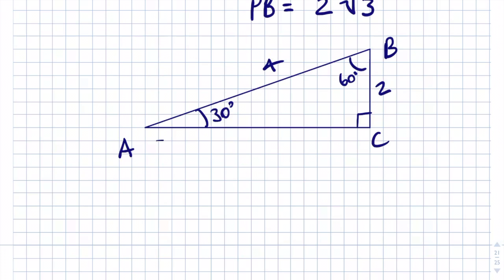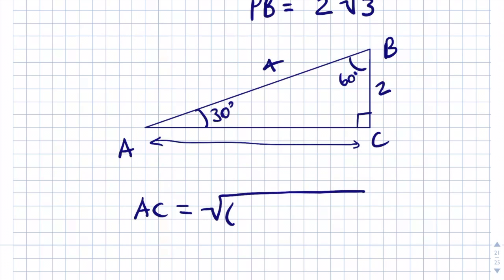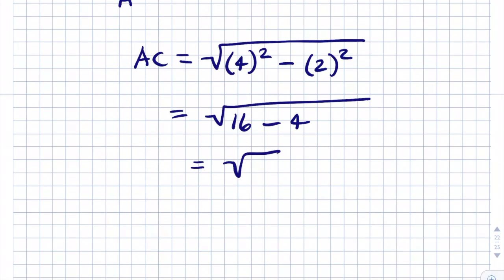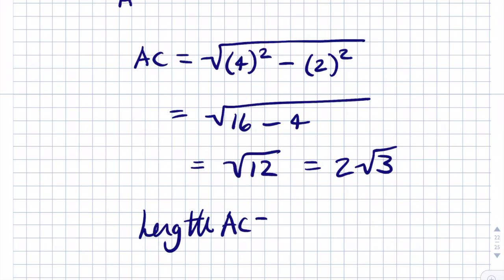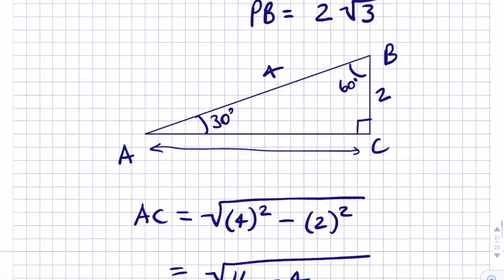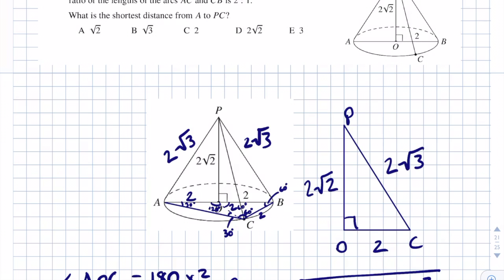So now, using Pythagoras' theorem, we can work out the length of AC. AC is going to be equal to the square root of 4 squared minus 2 squared, which is 16 minus 4, which is square root of 12, which we've already worked out as 2 root 3. So length AC is 2 root 3. Okay, so it looks like we're getting the shortest distance to be 2 root 3. But as you can see, there is no answer for 2 root 3.